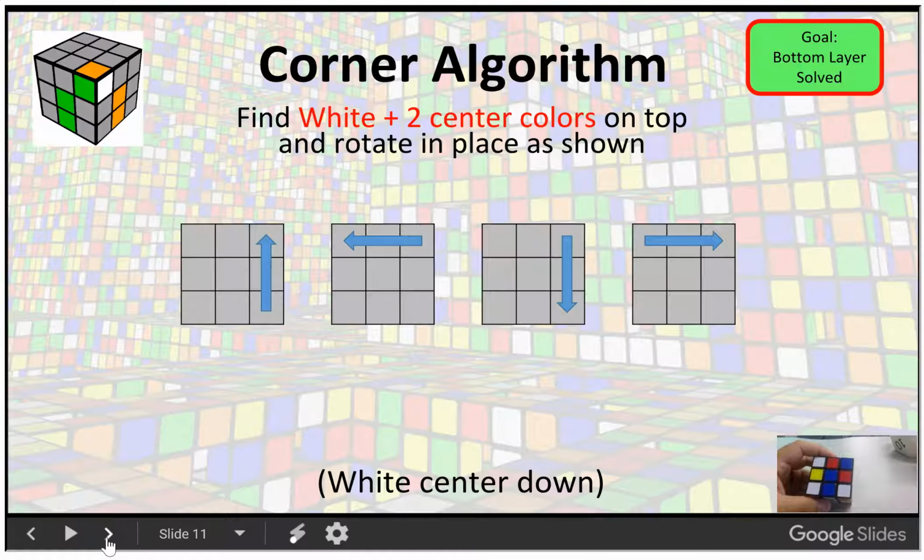So now I have my corner algorithm. My goal is to have my bottom layer solved. That's my goal. And so I'm looking for a piece at the top layer that has 2 other colors. So it's white plus 2 other colors. And when I find it, I'm going to put it in between those 2 center pieces.